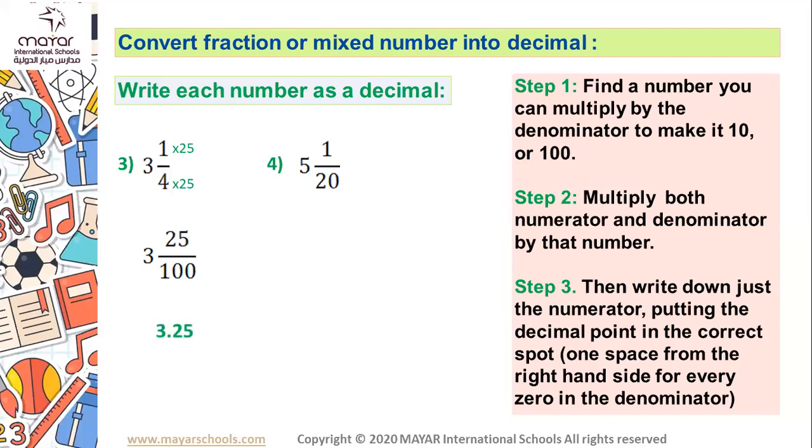Now here's the second one. Maryam, for E, can you make it? Yes. Which one? Number 4. Oh, okay. Write it also. 1 times 25. The denominator is 20. I should multiply it by what to get 100? Multiply it by.